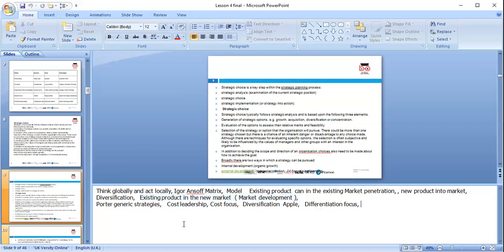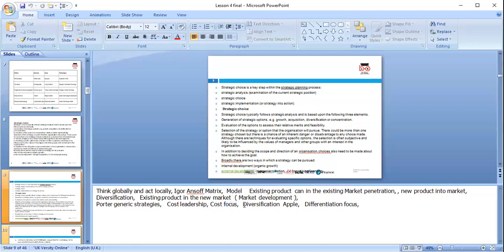Then the Porter generic strategies: Michael Porter gave four strategies. One is cost leadership. If you want to be a cost leader, you want to become the cheapest product in the market, so you have to focus on the inputs, whatever materials you use, and look at reducing the cost of labor and everything. You want to be the leader where all your products are cheaper than competitors' in the whole market. But cost focus is not all your products being cheaper, only one or two. That's the narrow strategy, and that's called cost focus.